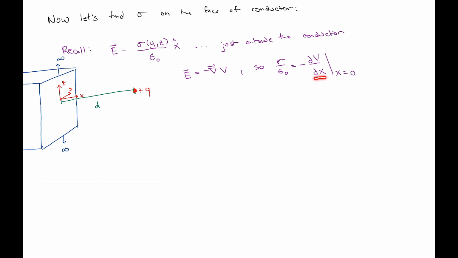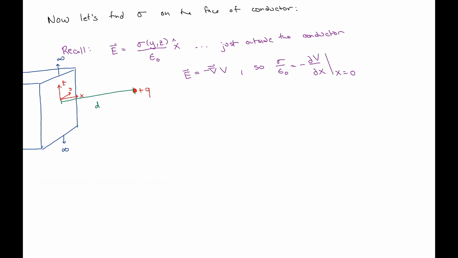Okay, so that tells me that I want to take the gradient of the potential with respect to x, and that's going to be equal to what the electric field is, which is related to the surface charge density. So this is a way I can relate the surface charge density here to the rate of change of the potential just outside the top of this conductor. Okay, so let's go ahead and take that derivative.